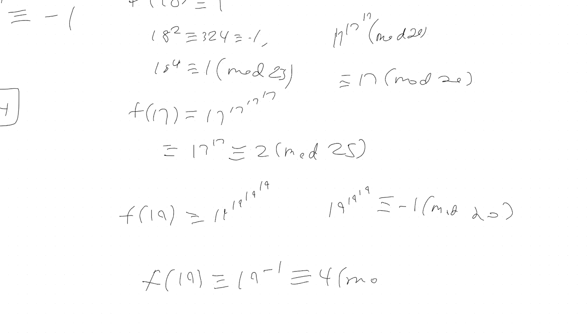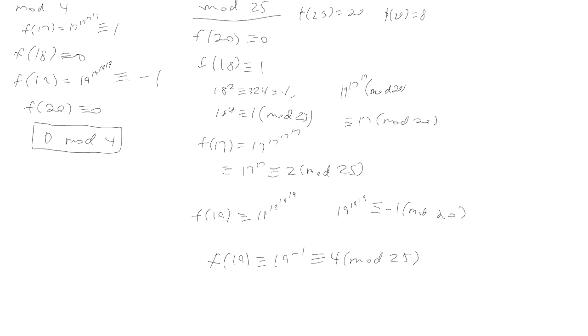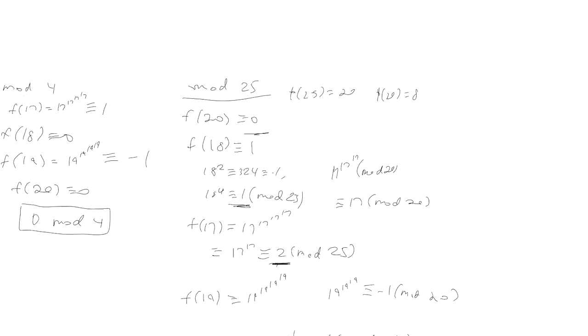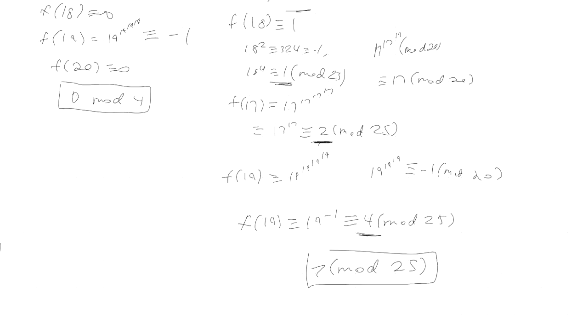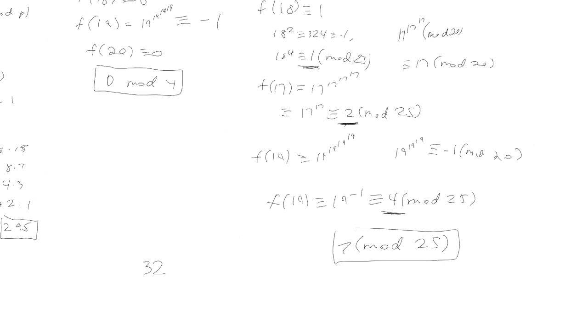So if we combine these up, we have this 2 right here, this 4 right here, this 1 right here, and this 0 right here. So this whole question totally is 7 mod 25. And this combined with 0 mod 4, we basically get this as 32 mod 100. Our final answer, 32.